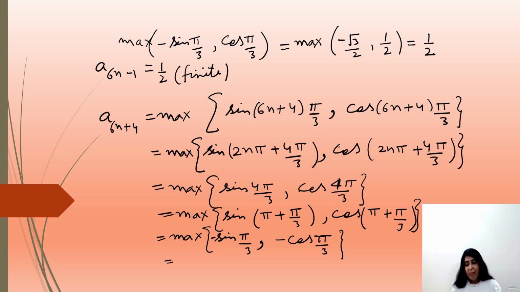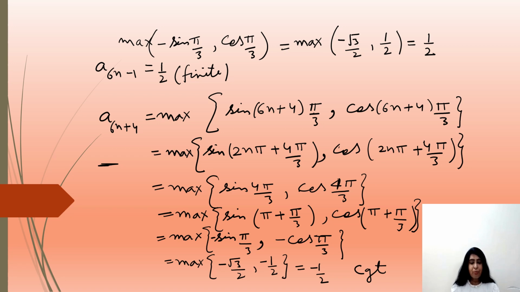So what will you get? The maximum of minus sine pi by 3, which is minus root 3 by 2, and minus 1 by 2. So the maximum value will be minus 1 by 2, which is a finite value. So the subsequence a 6n plus 4 is also convergent. So the answer is both these subsequences, a 6n minus 1 and a 6n plus 4, are convergent.